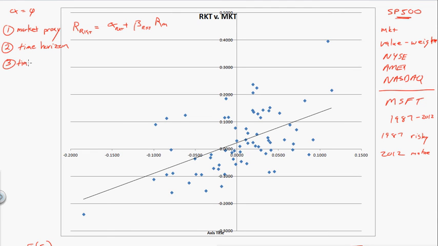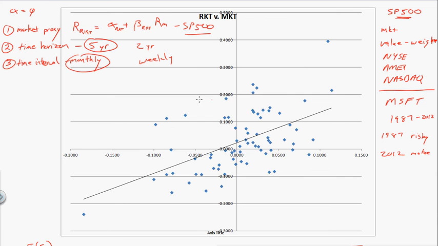Number 3, time interval. In this case, I chose monthly data. Sometimes people choose weekly or daily. By the way, the general standard approach is market proxy S&P 500, time horizon 5 years, time interval monthly. Some people use 2 years and weekly.